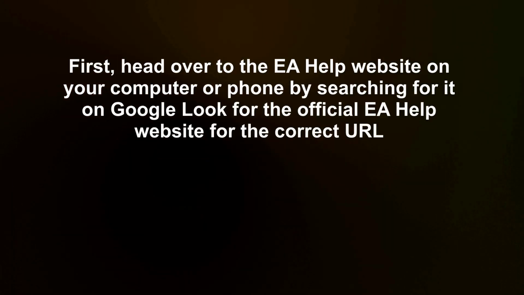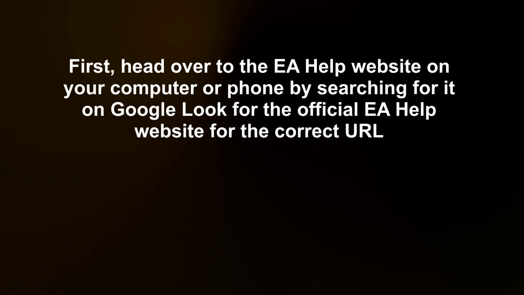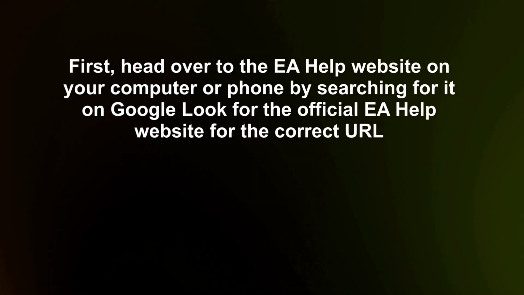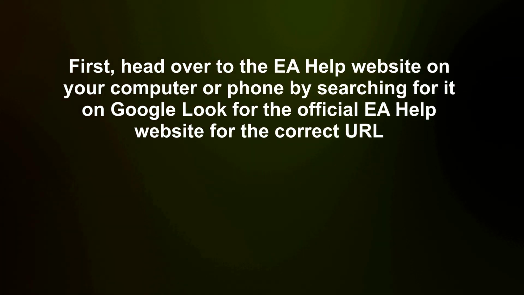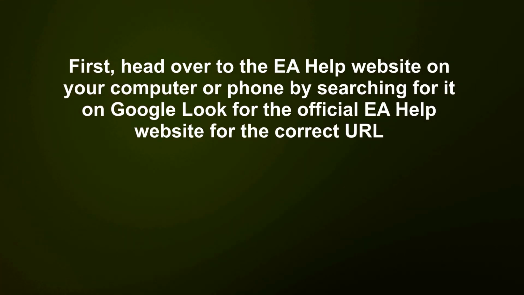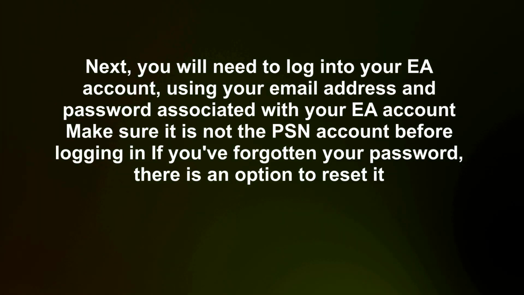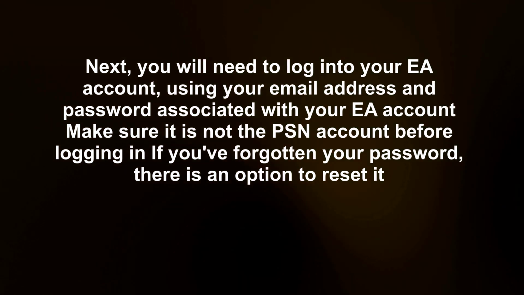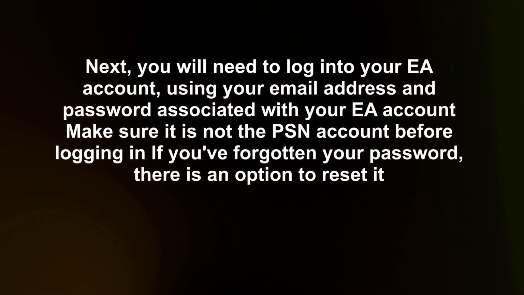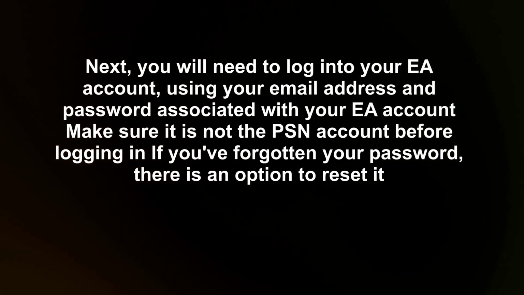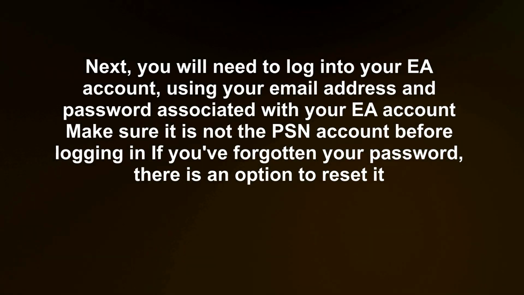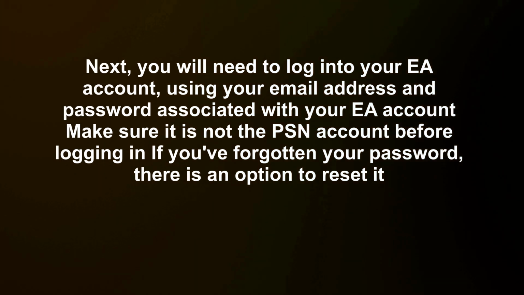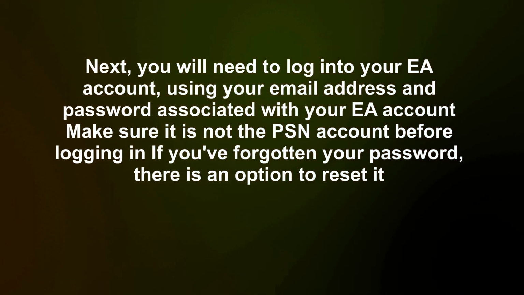Let's get started. First, head over to the EA Help website on your computer or phone by searching for it on Google. Look for the official EA Help website for the correct URL. Next, you will need to log into your EA account using your email address and password associated with your EA account. Make sure it is not the PSN account before logging in. If you've forgotten your password, there is an option to reset it.